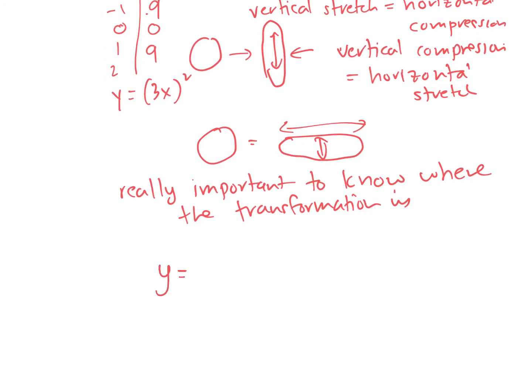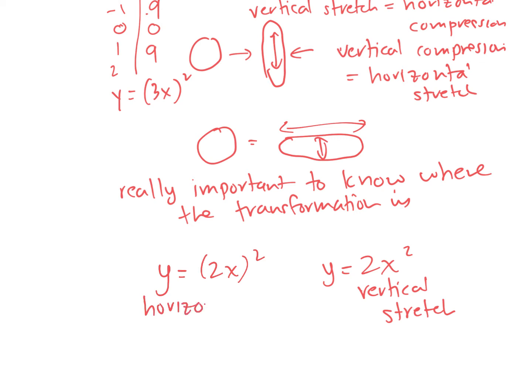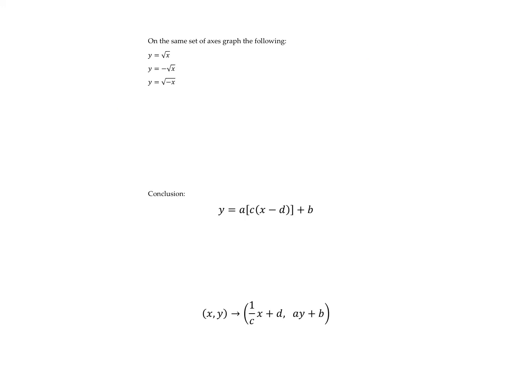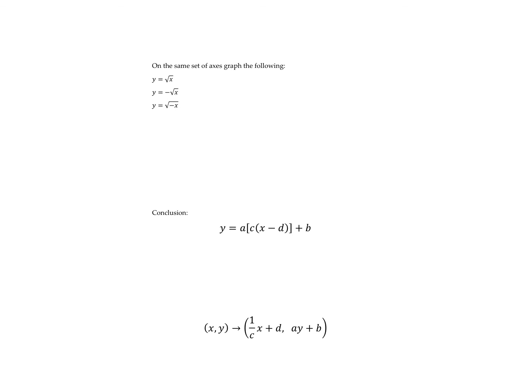Because y equals 2x squared and y equals 2x squared, with the 2 in different places, are two different things. This is a vertical stretch because it's after the function. I'm squaring first and then I'm multiplying by 2. It's considered outside the function. This is considered inside the function because the 2 is multiplied first and then squared. So this would be considered a horizontal transformation, and it would compress it. Okay, we'll look at all this in a summary in a minute.